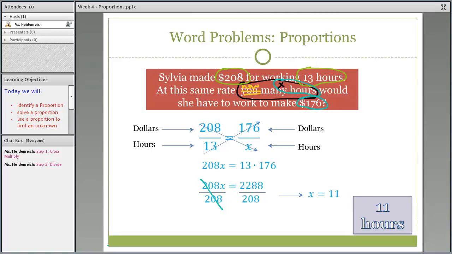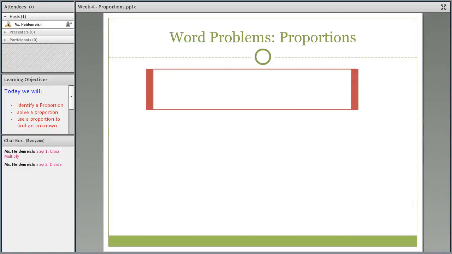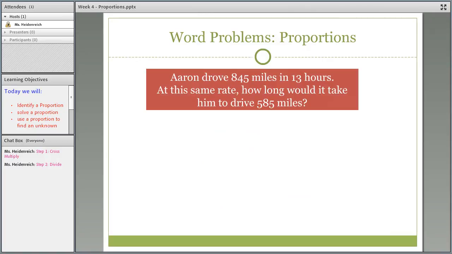Okay, so we learned a little bit on this one about how to set up a proportion, which is the most challenging part of solving the problem. So I have another one that I'm going to show you before I have you try one on your own, and that is this. Aaron drove 845 miles in 13 hours. At this same rate, how long would it take him to drive 585 miles?